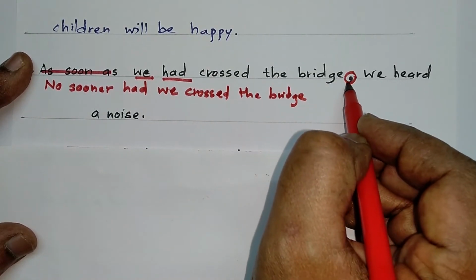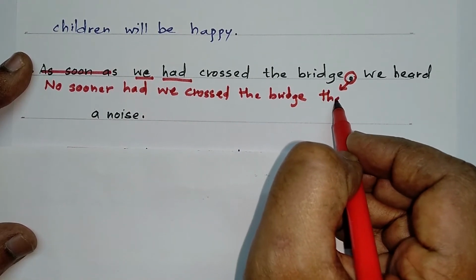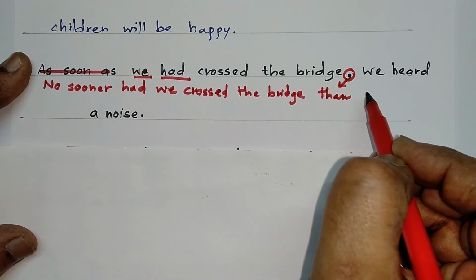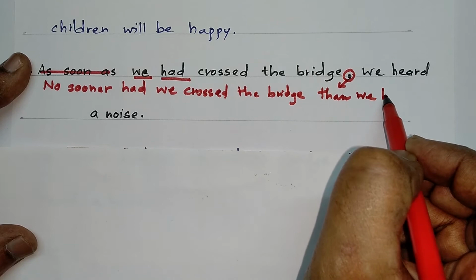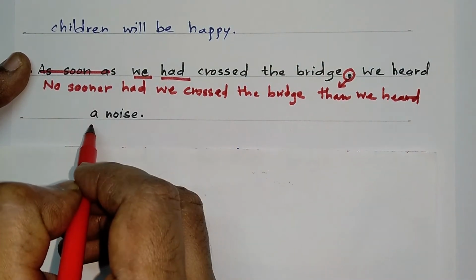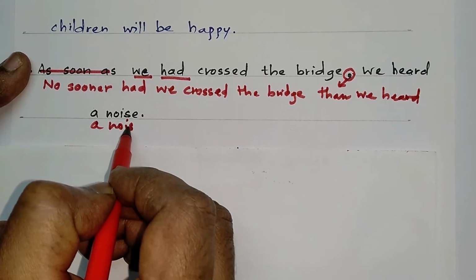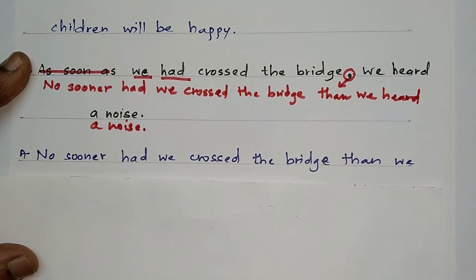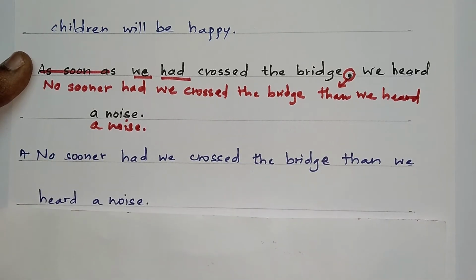Comma is replaced with "than". And the other part of the sentence, we have to copy the same. Absolutely no change. So, we will copy, "we heard a noise". So, our answer is: No sooner had we crossed the bridge than we heard a noise.